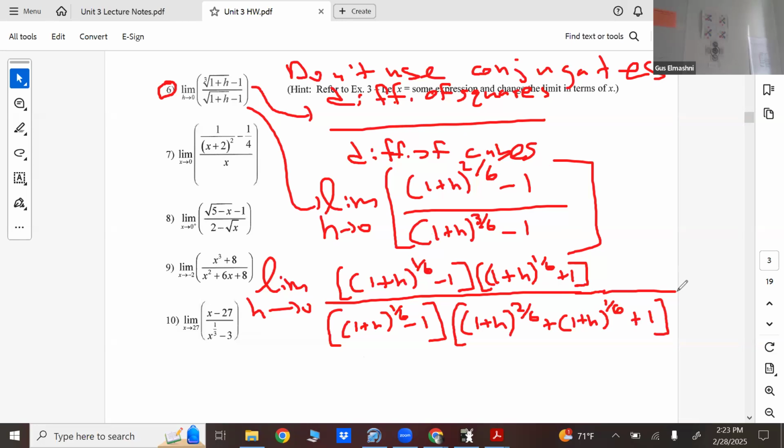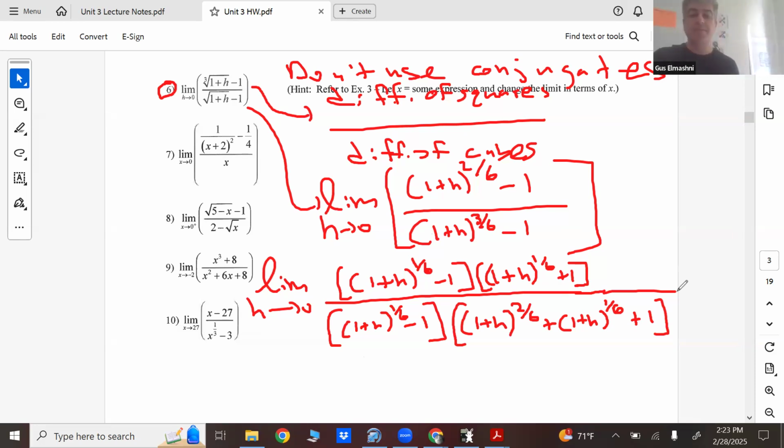So now, what crosses off, guys? 1 plus h to the 1/6. That crosses off. Plug in 0, you should get 1 plus 1 over 1 plus 1 plus 1. 2/3. We're good. That's how we do it. That's why it's 2/3. Ron, yes, go ahead, Ron.